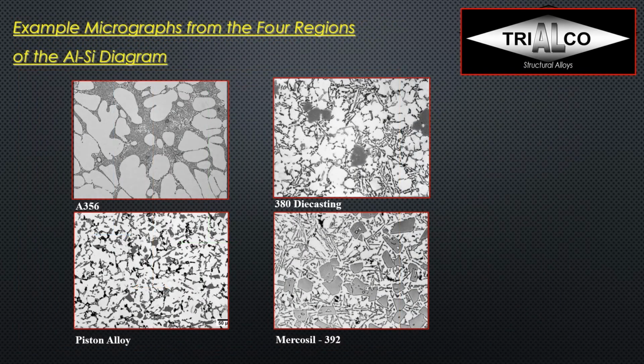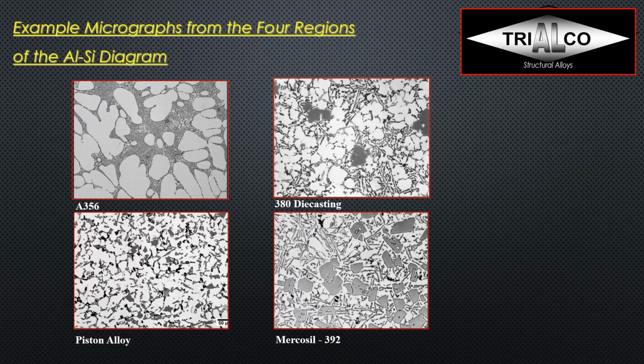We see here a few example micrographs from the 4 regions of the aluminum silicon diagram. On the left top, we see the A356 alloy. The light gray areas, those are actually the alpha aluminum. So this is pure aluminum that solidified first. You remember when we're falling below this curve, liquid, and then we have the alpha phase solidifying, and in this case it would be aluminum first.